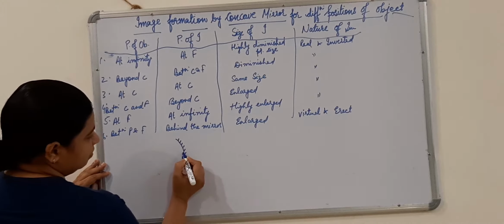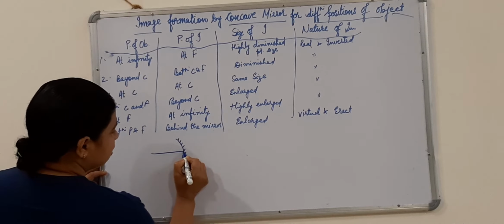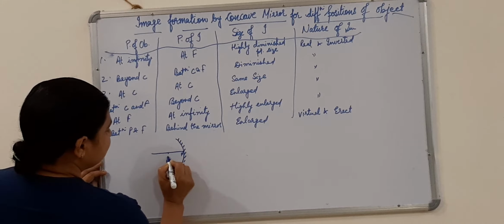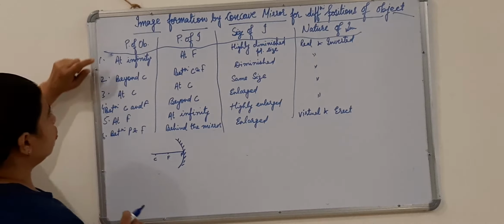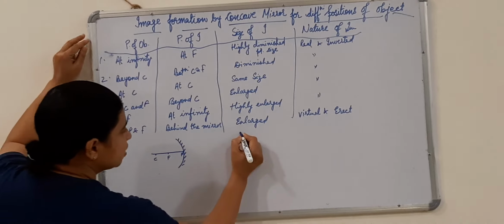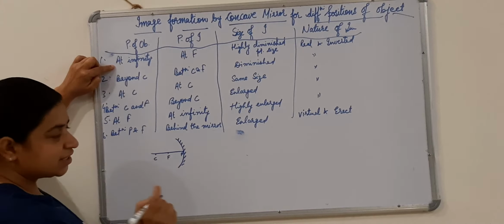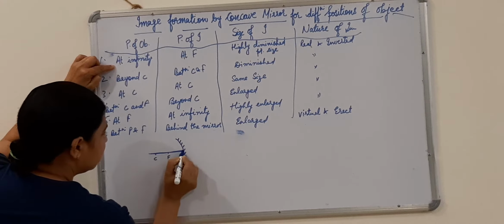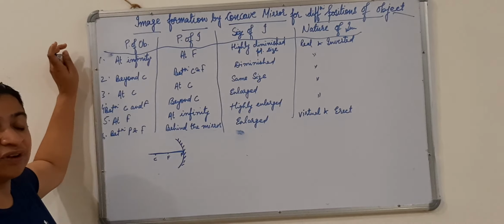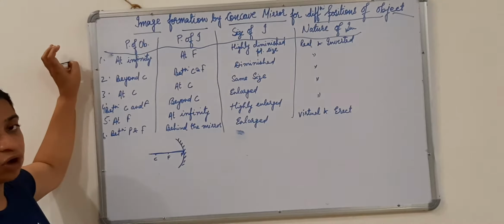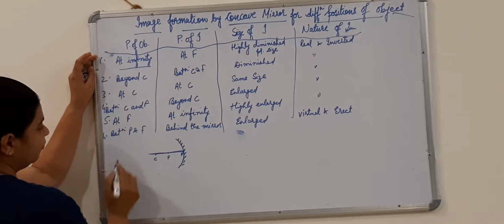Suppose this is your concave mirror because the reflecting surface is curved inward. First of all you need to draw the pole, this is the focus and this is the center of curvature. First and foremost thing you need to do. Now in the table you will write, or when you answer the question you will write, position of the object at infinity. This is our principal axis. So children, for the object which is not on our principal axis, when the rays of light come from the object, we consider them as parallel rays of light. In this case, our object is at infinity.